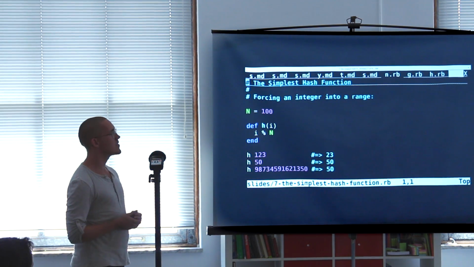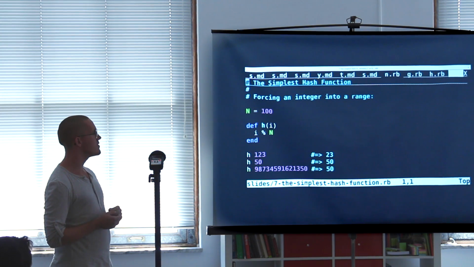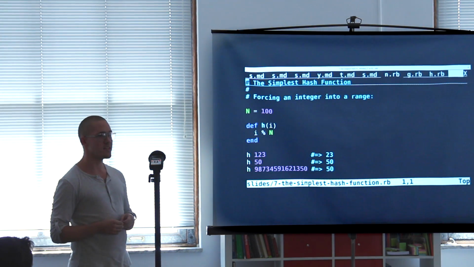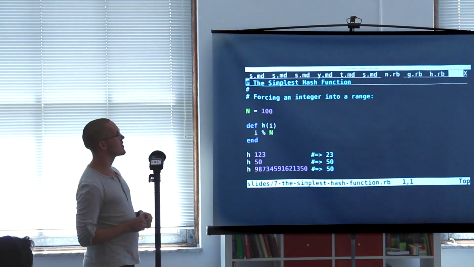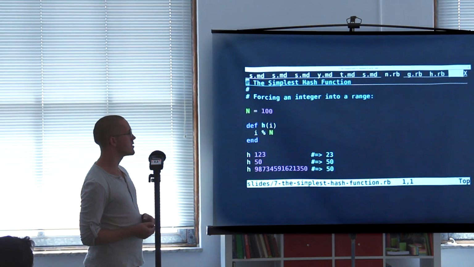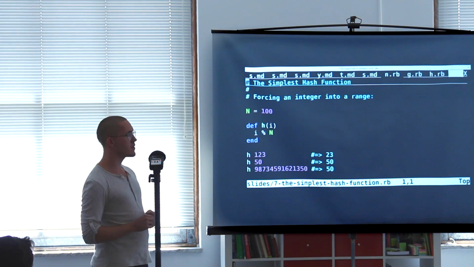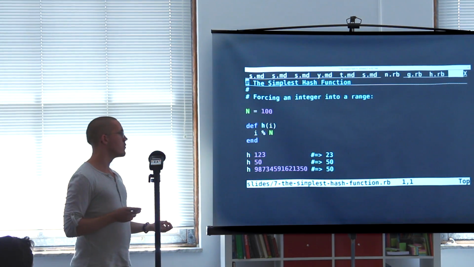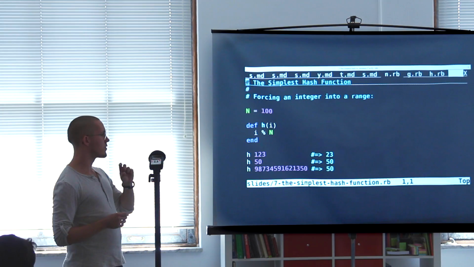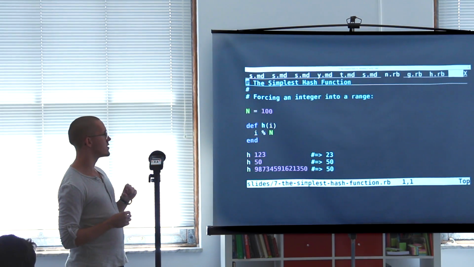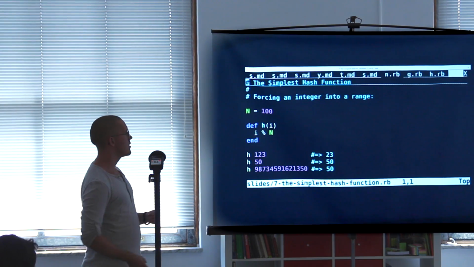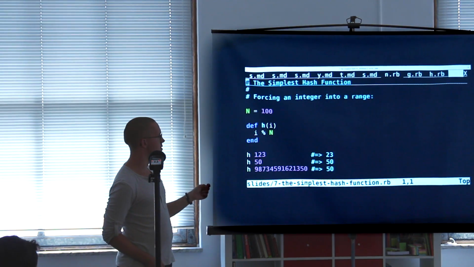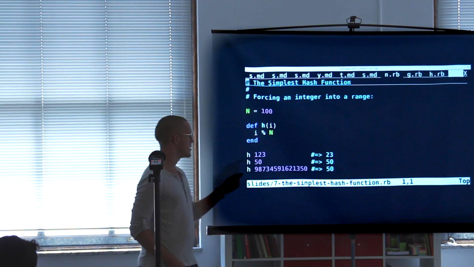So this is the absolute simplest hash function, and it only works on integers, which is kind of sucky. But in here, we force an integer into a range. So say we wanted to use a table for storing integers. We can get the row for storing that integer by using this hash function. Like you see here, it produces a sort of hash of this integer.